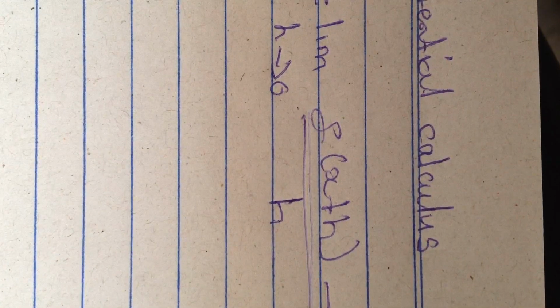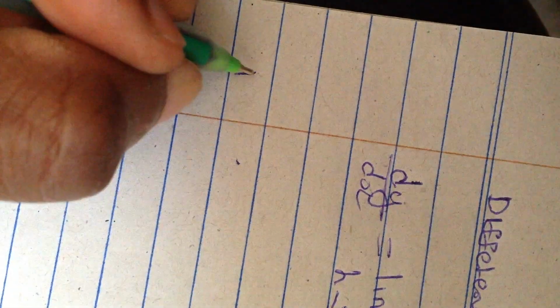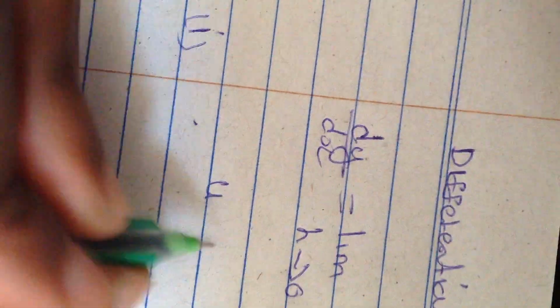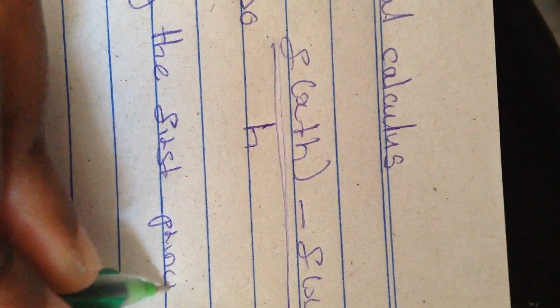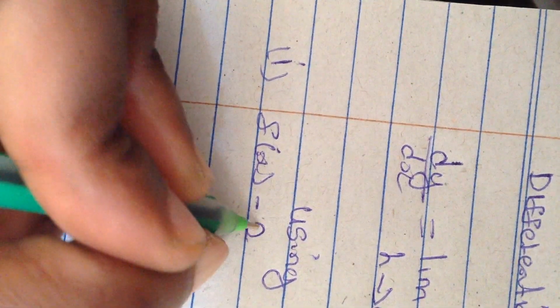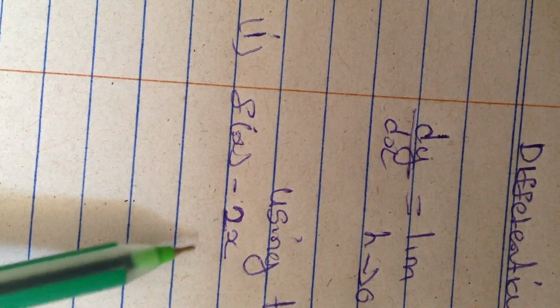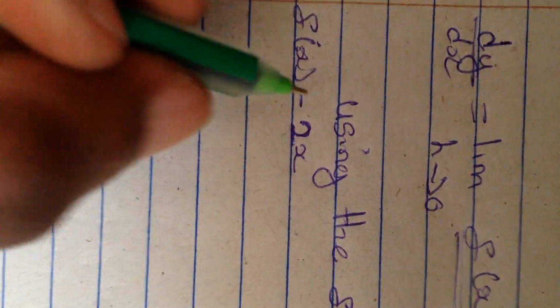You can be given a question to say, using the first principle, differentiate. This will be question 1. Using the first principle, differentiate: we've been given f(x) equals 2x. So you've been asked to differentiate this using the first principle. How do you differentiate f(x) equals 2x using the first principle?